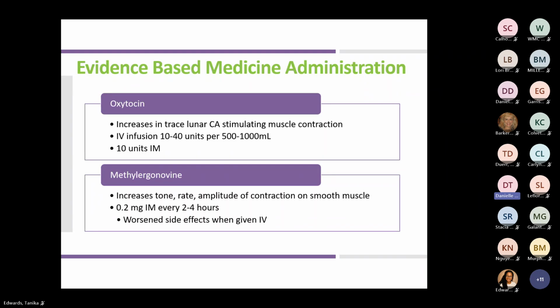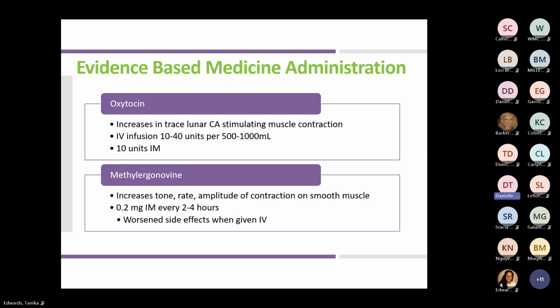The first is oxytocin. We're very familiar with this one. Remember that it increases intracellular calcium, stimulating muscle contraction. So basically it's helping the womb to contract down. Typically you're giving this as an IV infusion of 10 to 40 units per 500 to 1,000 milliliters. Or if you don't have IV access, you can definitely give 10 units IM, typically in the buttocks or upper thigh area.